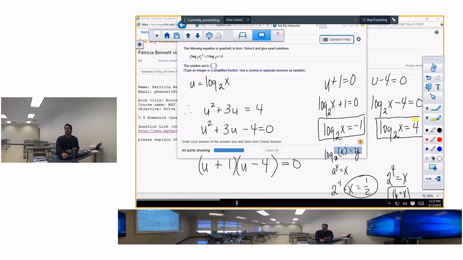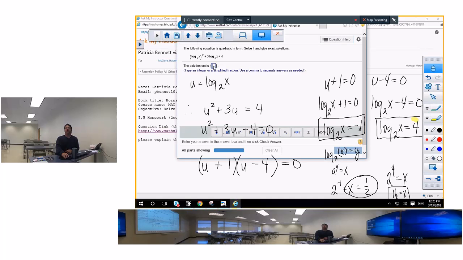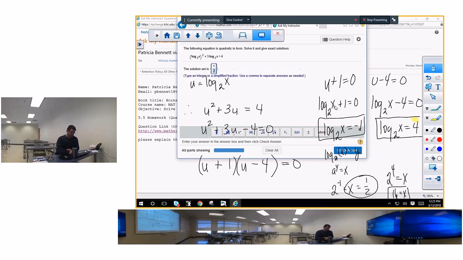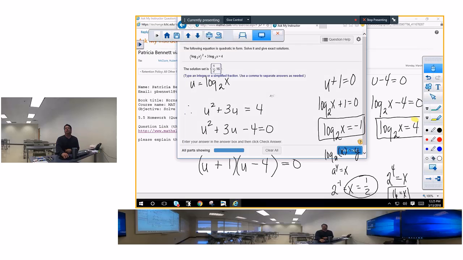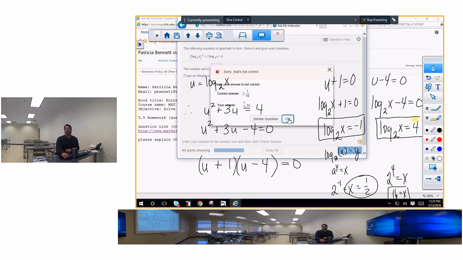So it says use fractions to separate. So I'm going to say 1/2, 1 divided by 2, comma, and 16. Let's see what the answer is, because 2 and 1/16. Now, how did I get?